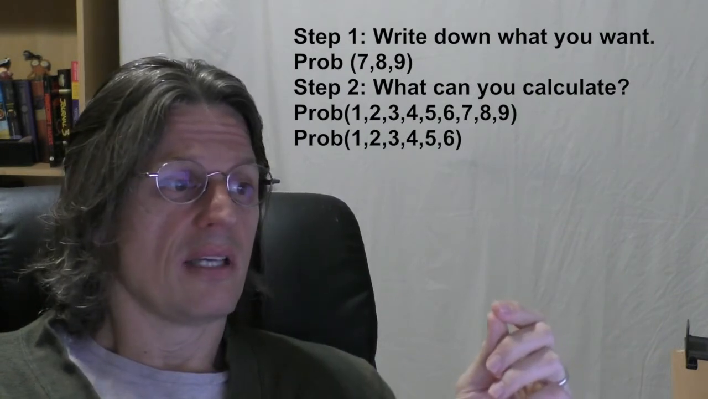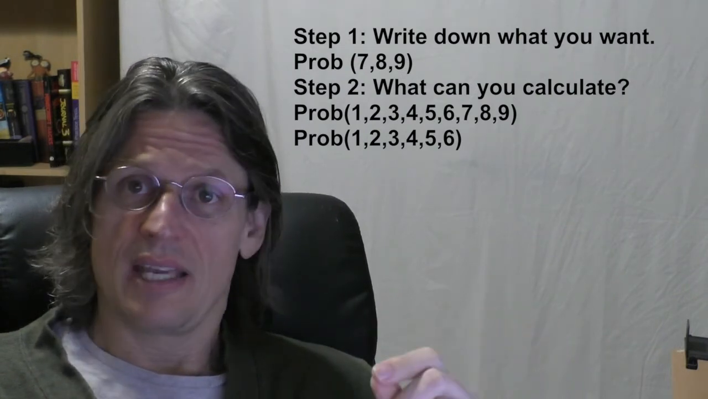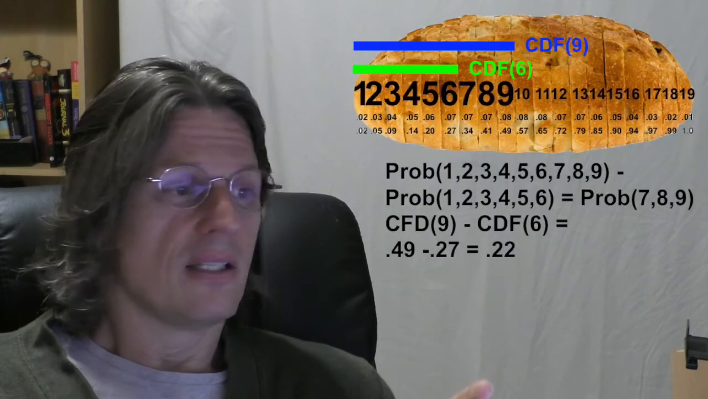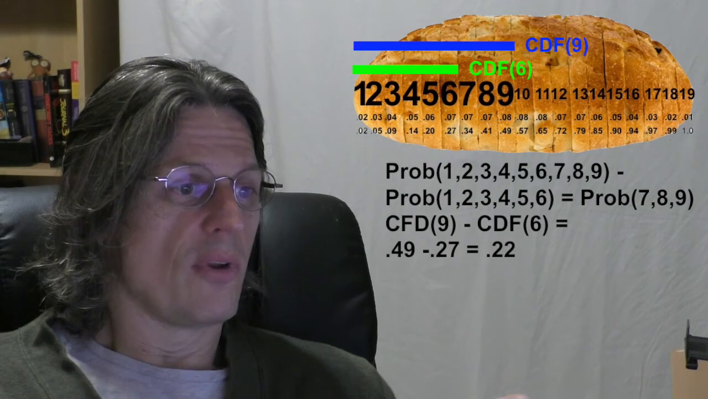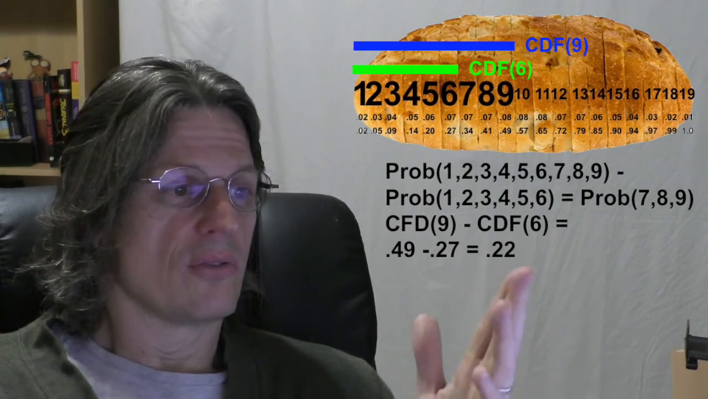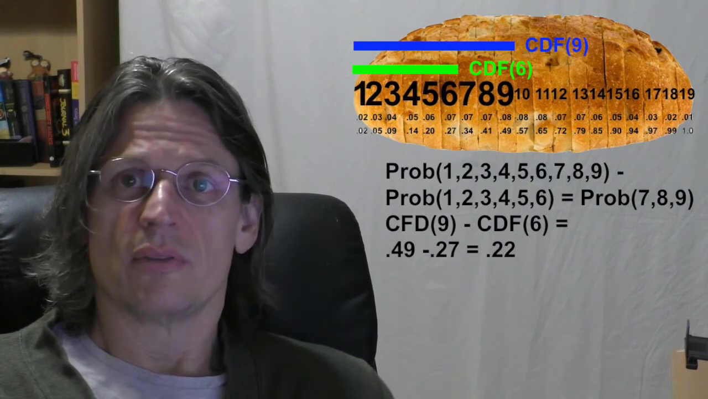And you can calculate 1, 2, 3, 4, 5, 6. That's the CDF of 6. If I subtract the CDF of 6 from the CDF of 9, that gives me 7, 8, and 9. So that's 0.49 minus 0.27, which is 22%, 0.22.